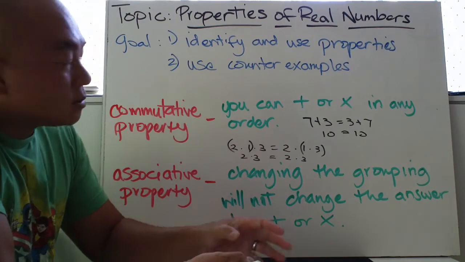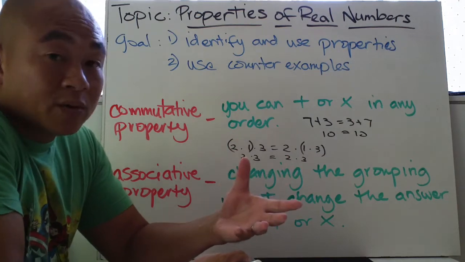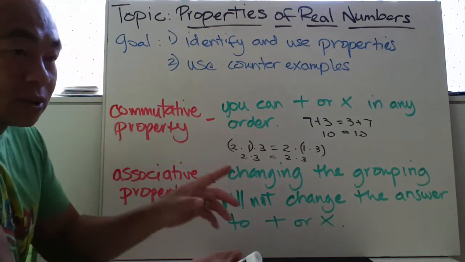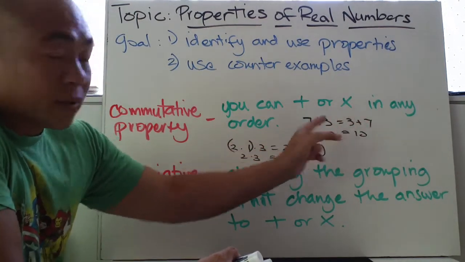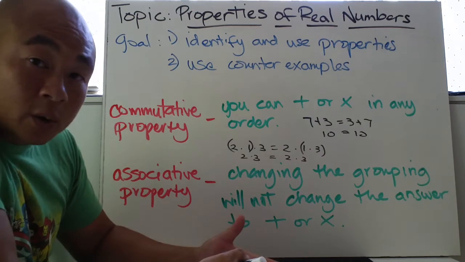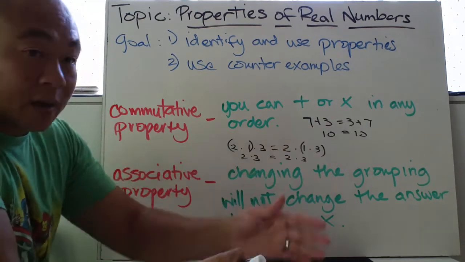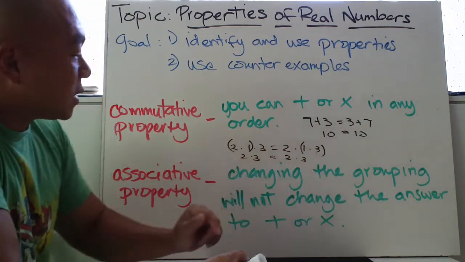Now, a way that you could kind of remember this would be commutative. The word commute means to move. So if you notice, the numbers switch places or they move. Okay, kind of like when your parents go and they commute to work. They have to go from one place to the other. Okay, and then they got to come back. So going there and then coming back. So 7 plus 3, 3 plus 7.